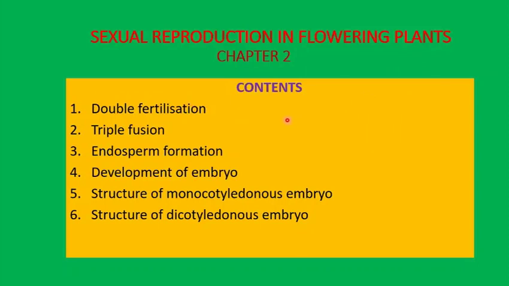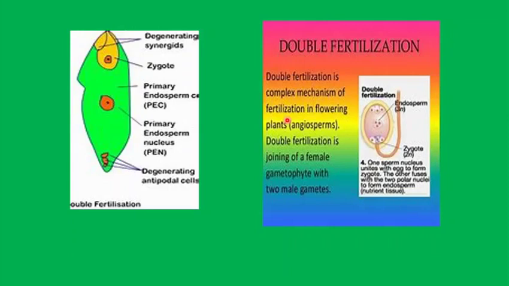So children, let's summarize what we have learned today. First we studied double fertilization followed by triple fusion, then the formation of endosperm, then development of embryo. Two types of embryos we had learned. First we'll see the structure of the monocotyledonous embryo, then the structure of the dicotyledonous embryo. Now look at the slides. So we started with the first one.